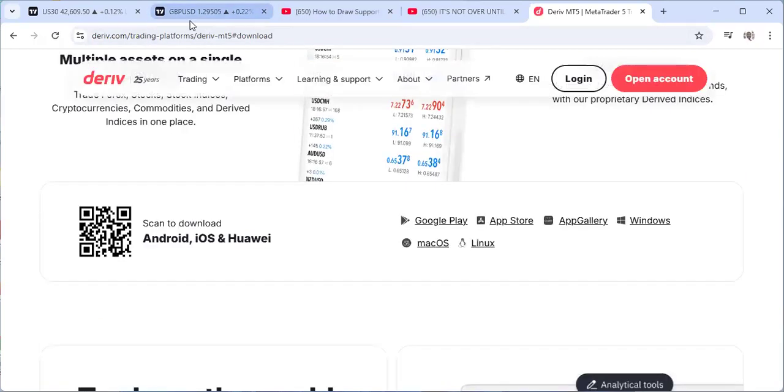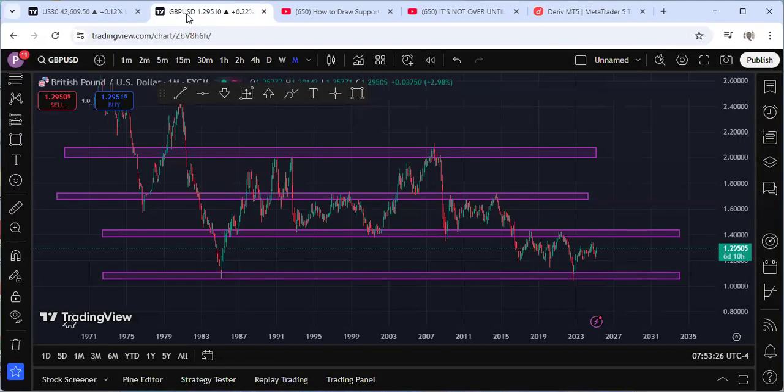You will see TradingView on Deriv, but today is Forex day. We're not talking about Deriv today. We are learning how to trade Forex.